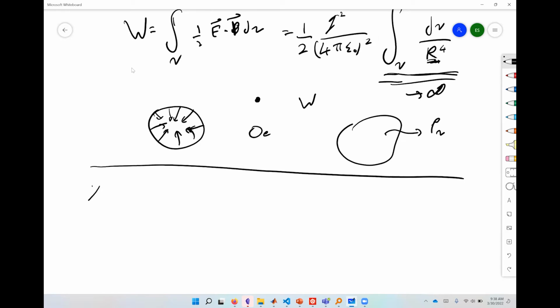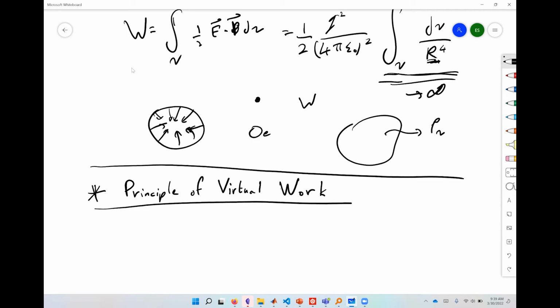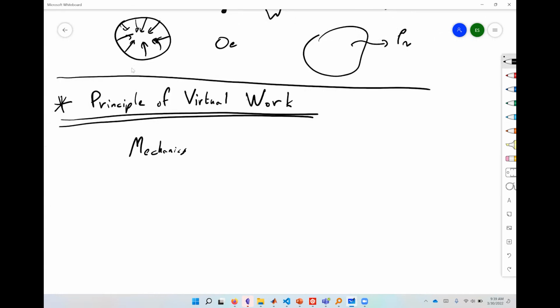The final thing I want to cover on electrostatics is the principle of virtual work. This is similar to mechanics. In mechanics, we could work with Newton's law directly, work with force directly. But then we can define something in mechanics called potential energy.